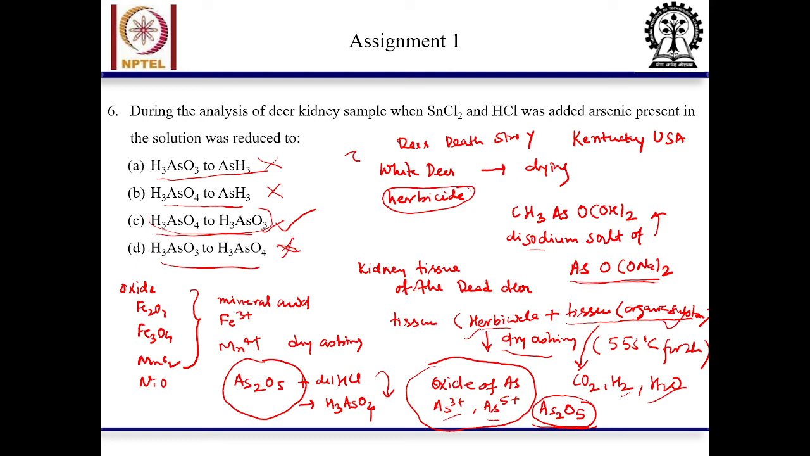Now the second question is whether SnCl2 is a strong reducing agent or mild. So this is a mild reducing agent. So it can reduce only one step, not the second step. So by this way we can cut this one, and this is already cut, because this H3AsO3 to As reduction will not happen because this is a mild reducing agent. So is it clear? Question number 6.